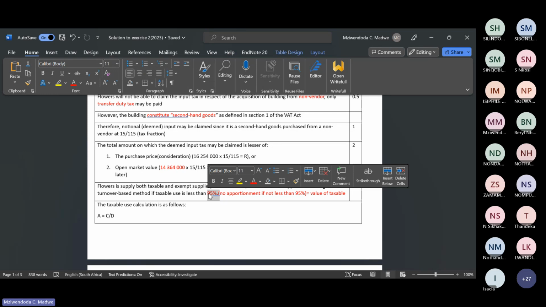But once the 10 over base method gives you less than 95%, in that case, you will apportion your input tax.